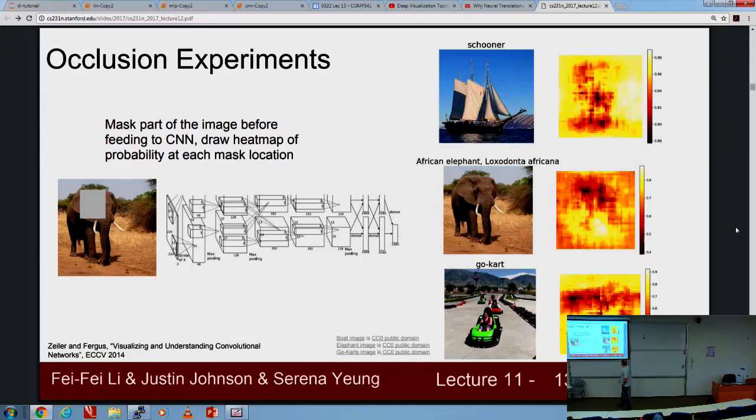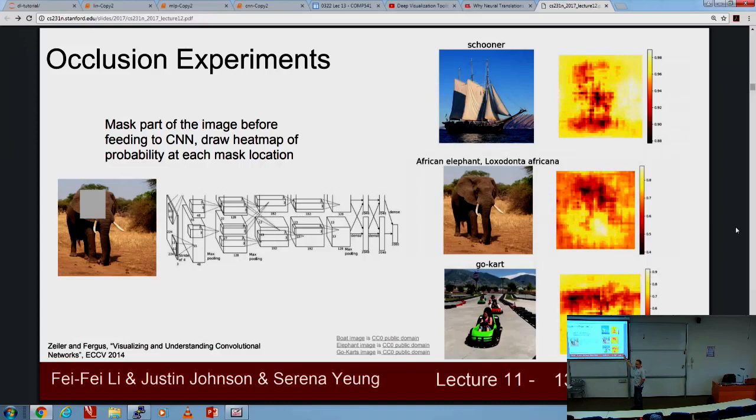Here, red means low probability, and lighter colors, yellow and white, mean higher probability. So the red positions are the ones where, if we put the gray box there, the confidence drops significantly. In this case, the red corresponds to the face and the ears of the elephant, for example. And we can see that the schooner, the sailboat, is recognized not by the background, but by the actual boat and the sails.